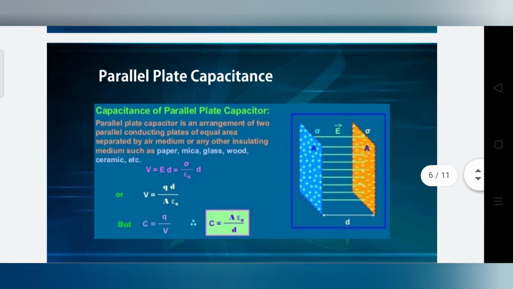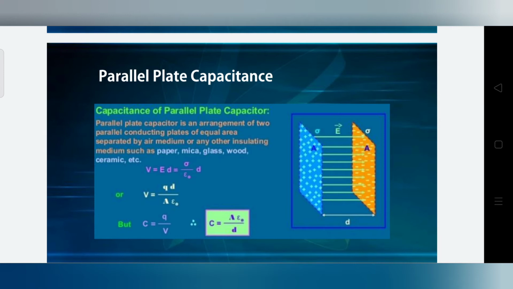Next one is the parallel plate capacitor. Earlier we saw a parallel plate capacitor is separated by a dielectric, which may be glass or a vacuum or any other dielectric medium. Capacitance of parallel plate capacitor: a parallel plate capacitor is an arrangement of two parallel conducting plates of equal area separated by an air medium or any other insulating medium such as paper, mica, glass or wood.